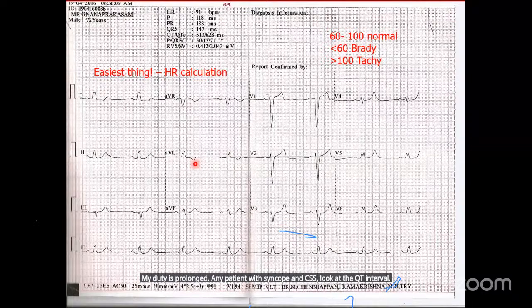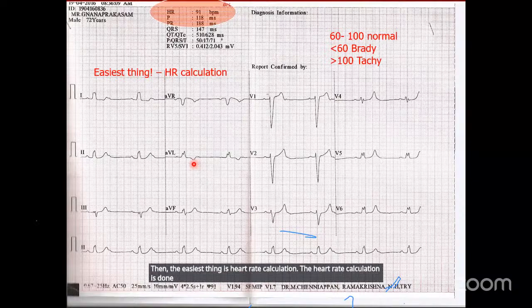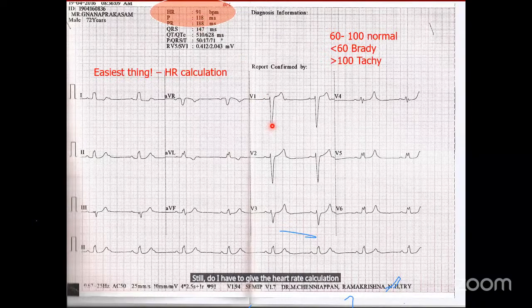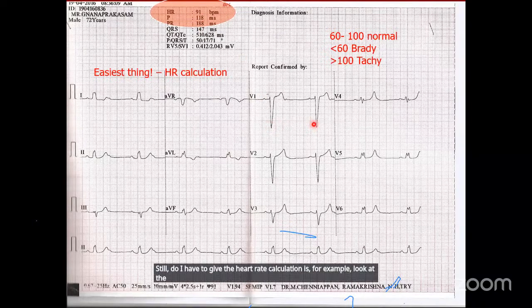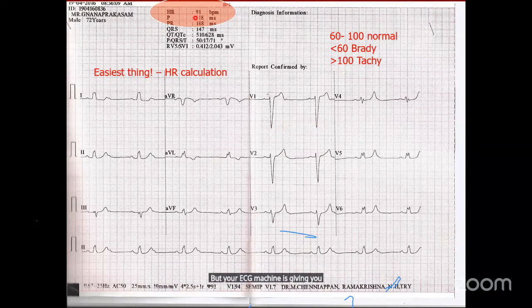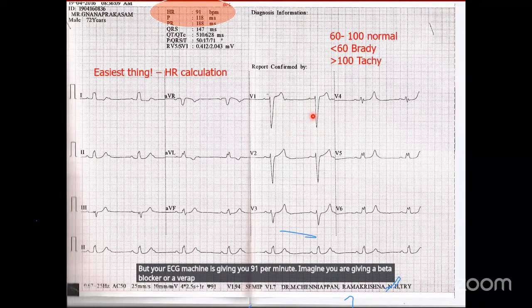Then the easiest thing is heart rate calculation. Why it has to be done manually? Although your heart rate is given by the machine, I still have to calculate it. For example, look at the patient. The patient has a heart rate of 40 per minute, but your ECG machine is giving you 91 per minute. Imagine you are giving a beta blocker or a verapamil or an amiodarone to this patient, believing the heart rate is 91 per minute.